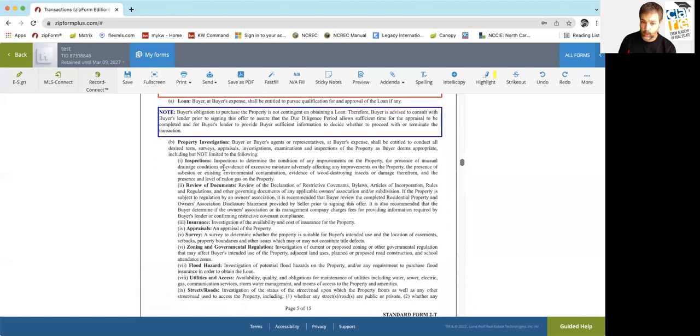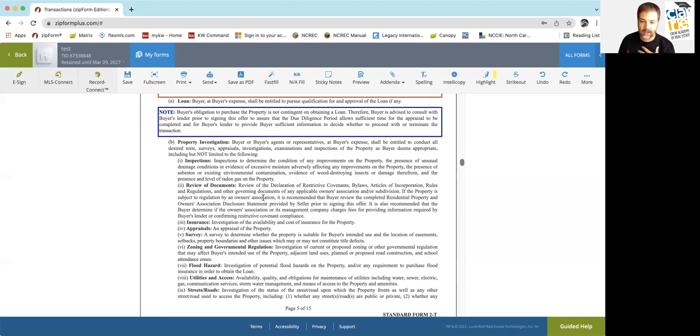That includes, of course, things like their typical home inspection, radon inspection, moisture inspections. Radon is a popular one, so make sure they get all those done. Also, they need to review any restrictive covenants and bylaws. If they're in an area that might have those, they want to read those.